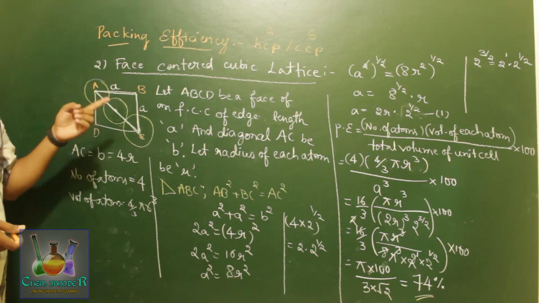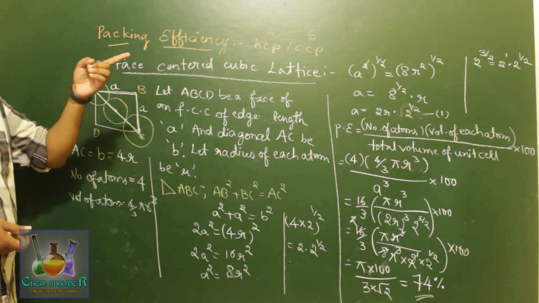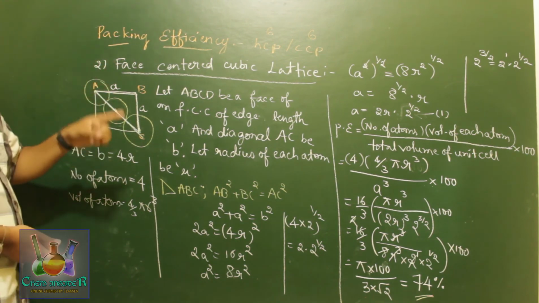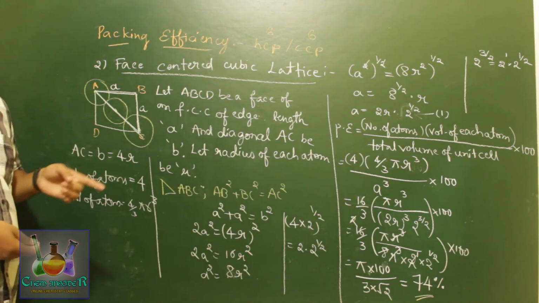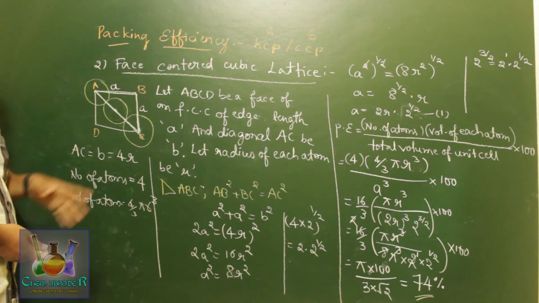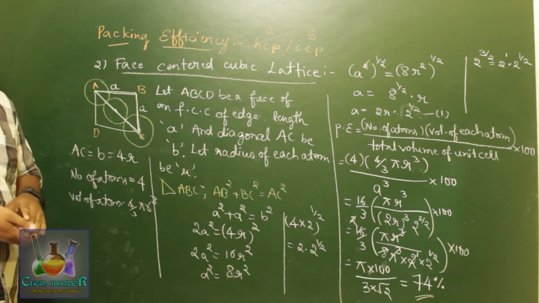Okay, because I have said that HCP or CCP can also be said as FCC in the previous videos. So remember that this question might also be asked as calculate the packing efficiency for HCP or a CCP lattice. Understood? So this is about face-centered cubic lattice.